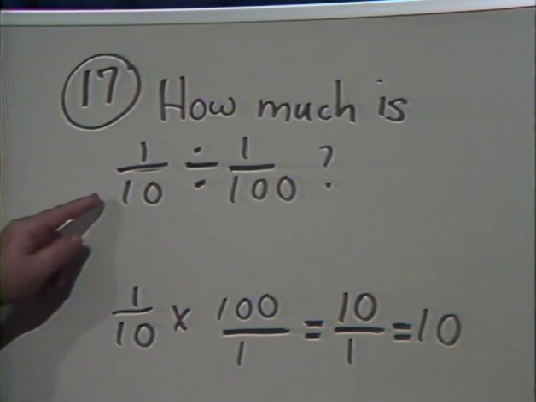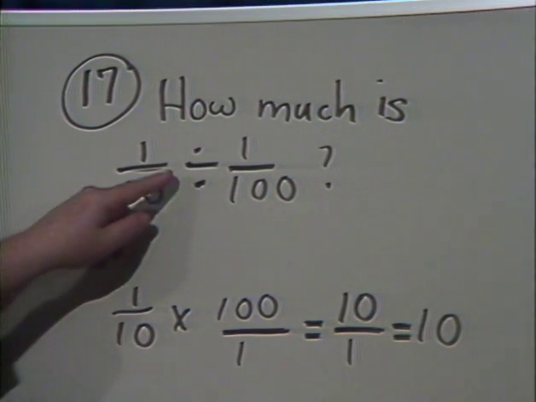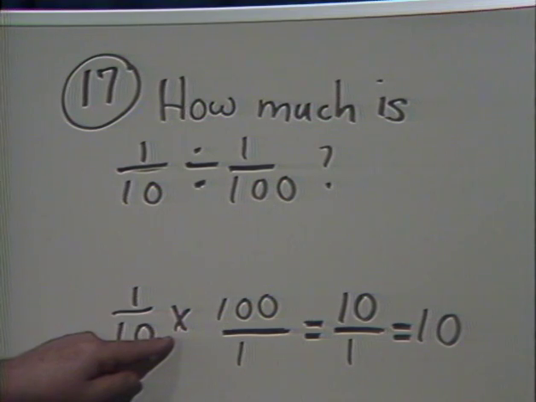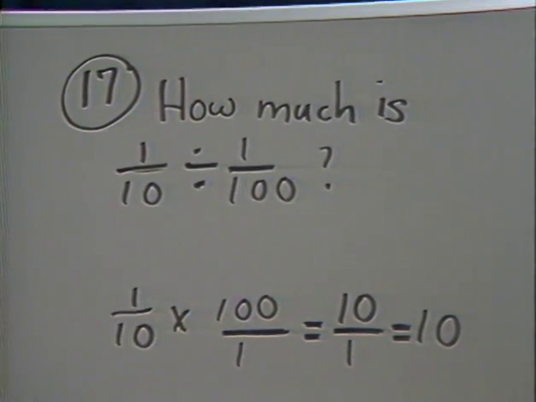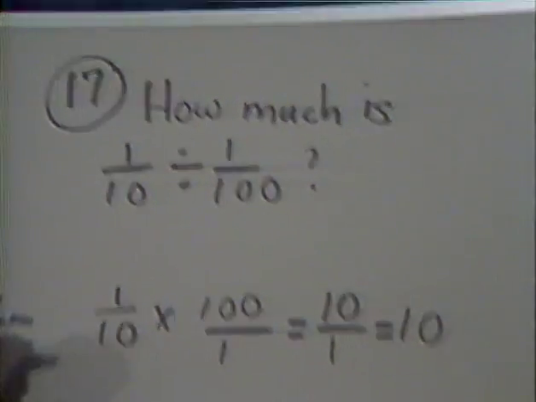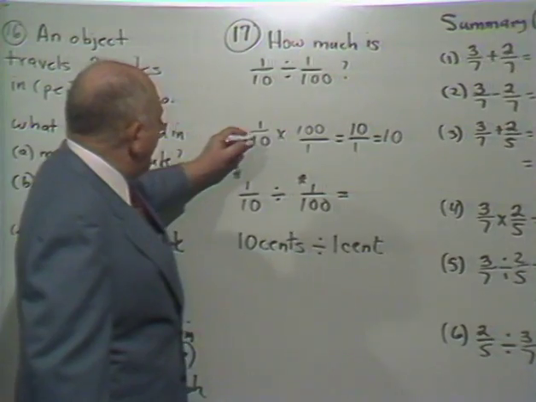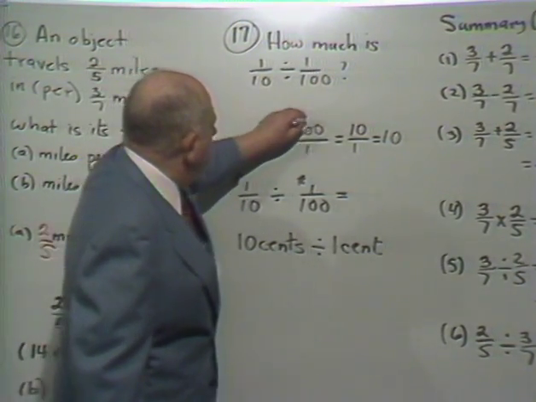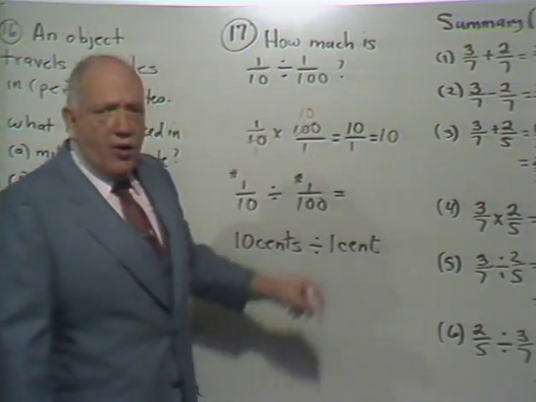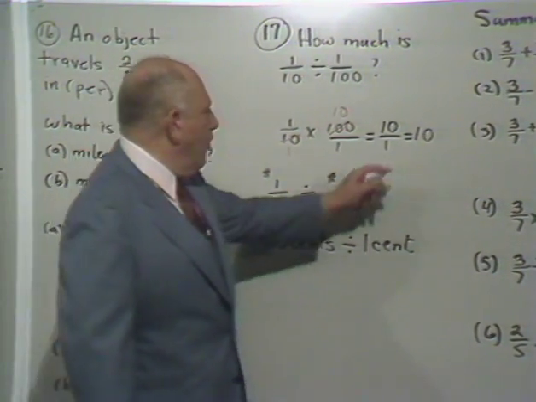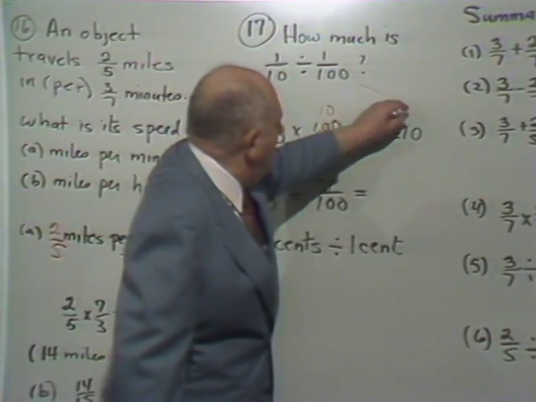What's the mechanical recipe? You take the 1/10, change the division to a times sign, and you invert the second number. When you invert 1 over 100, that's 100 over 1. So now you have 1/10 times 100 over 1. What does that do? The 10 goes into 100 10 times. 1 times 10 is 10. 1 times 1 is 1. 10 over 1 means 10 divided by 1, which is 10. So 1/10 divided by 1/100th is 10.